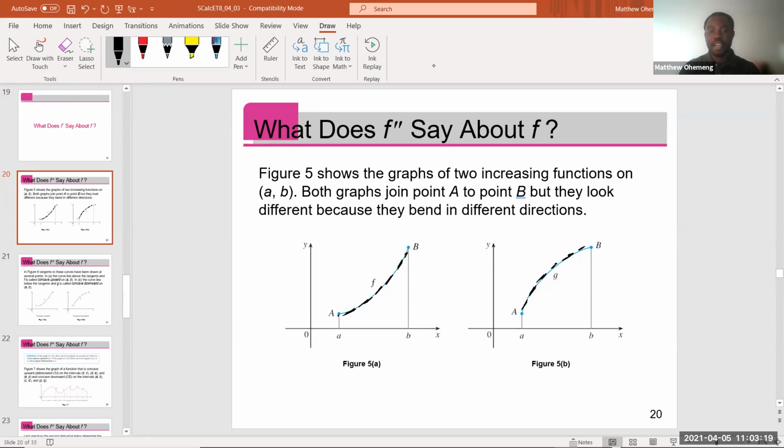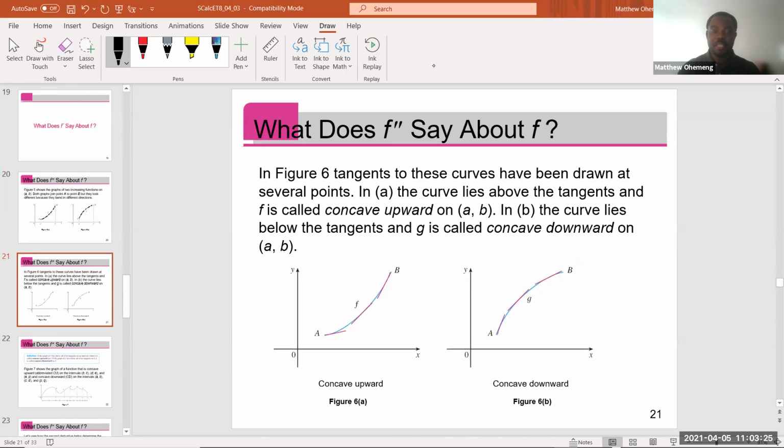So when you see a graph which bends like so, or this way, how do we call them? For the first part, whenever you graph the tangent line on the first graph, you notice that the tangent line will lie below the curve. Whenever it's bending like so, the tangent line will lie below the curve. So in that case, we call this concave upward.